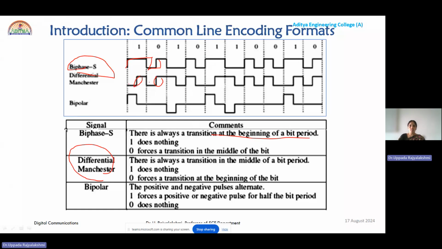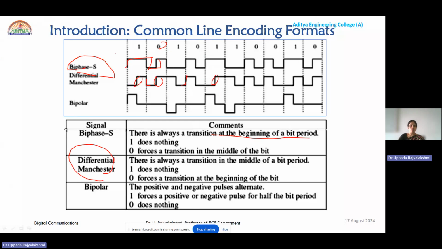For one, it does nothing. It doesn't have a transition at the beginning, and for 0, there is a transition at the beginning. Here it is a 0, so there is a transition at the beginning. Again here 0, so a low to high transition is there at the beginning of the bit period. But for 1, there is no transition in the beginning. Only transition is in the middle of the bit period for both the bits.